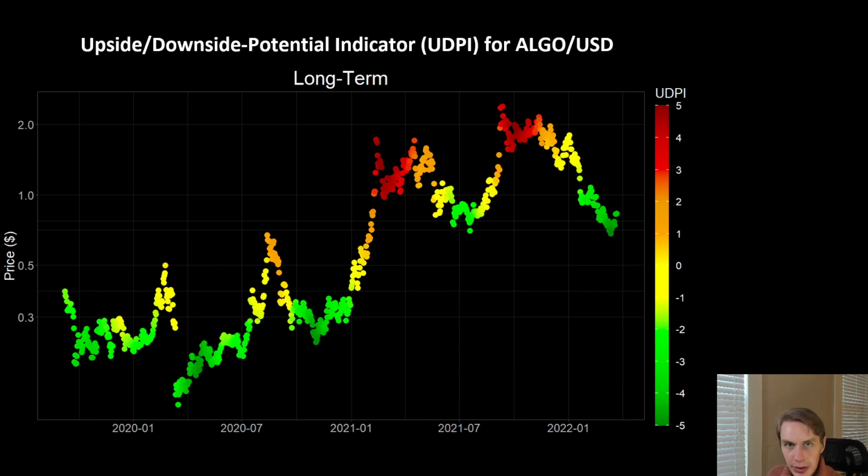Today I want to talk about Algorand and some indicators we can look at to try to understand its current price action and where it might be heading next.